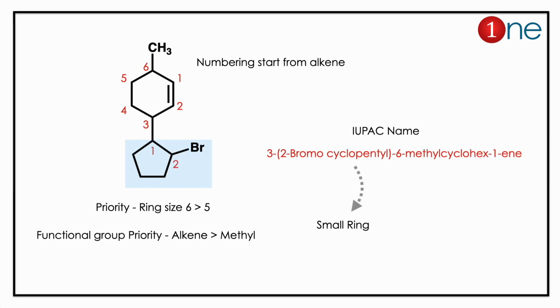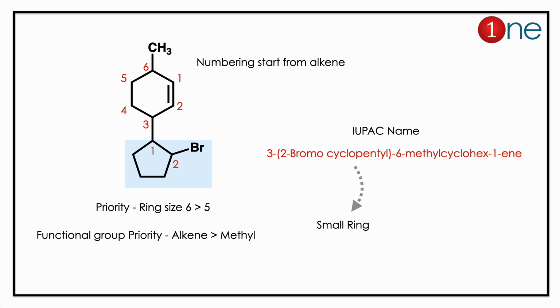To find the IUPAC name, you should know the priority. Here the major confusion will be which one will get higher priority, the 6-member ring or the 5-member ring. Definitely the 6-member ring will get higher priority. Then the numbering comes. Where the numbering will start, the alkene will have the highest priority. So numbering starts from the alkene and ends with the methyl.